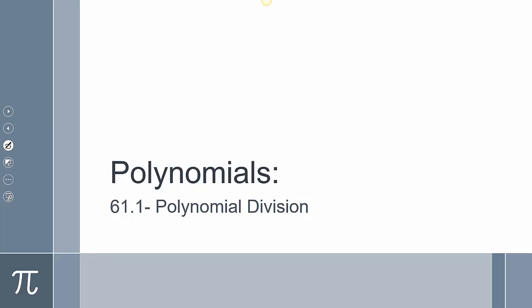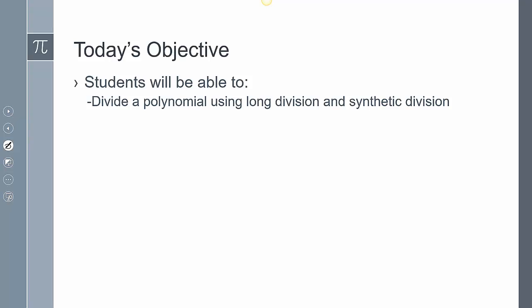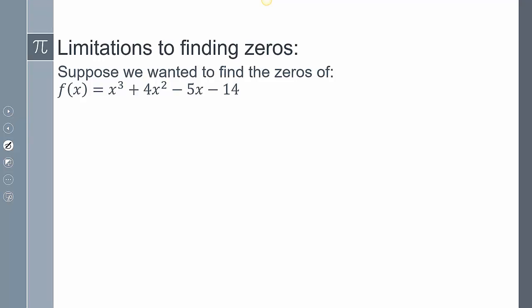Today is going to be 6.1, and we're going to take a look at polynomial division. So today we're going to divide a polynomial using long division and synthetic division. So a few things to clarify before we move on.